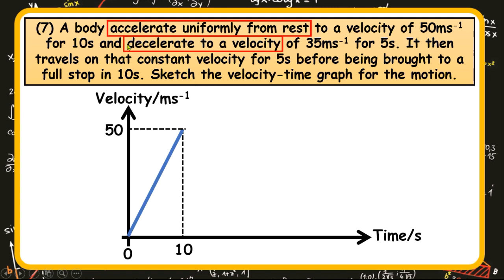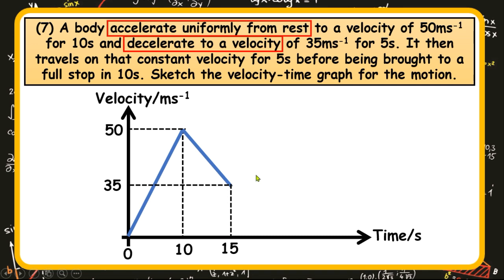Again, there was a deceleration to a velocity of 35. It did not say deceleration to rest. Rather, it decelerated, it decreased. But from the 50, it did not get to 0. It got to 35. So deceleration is this, but it did not get to the 0 mark. This point here corresponds to 35 meters per second with a time of 5 seconds, which is added to the already 10 to make 15.